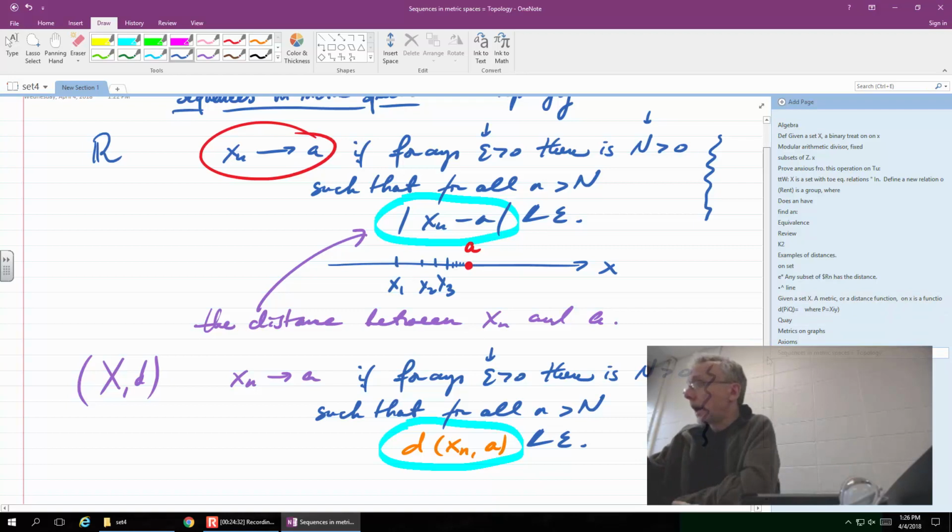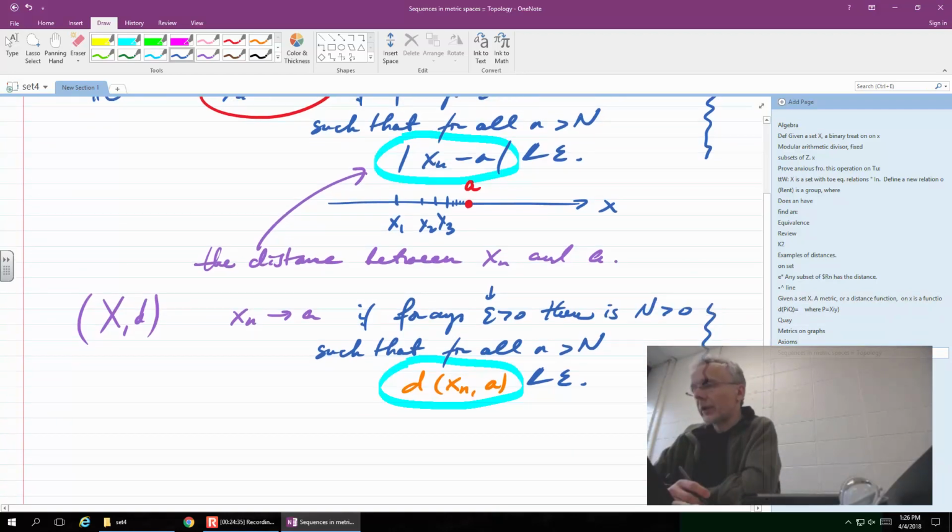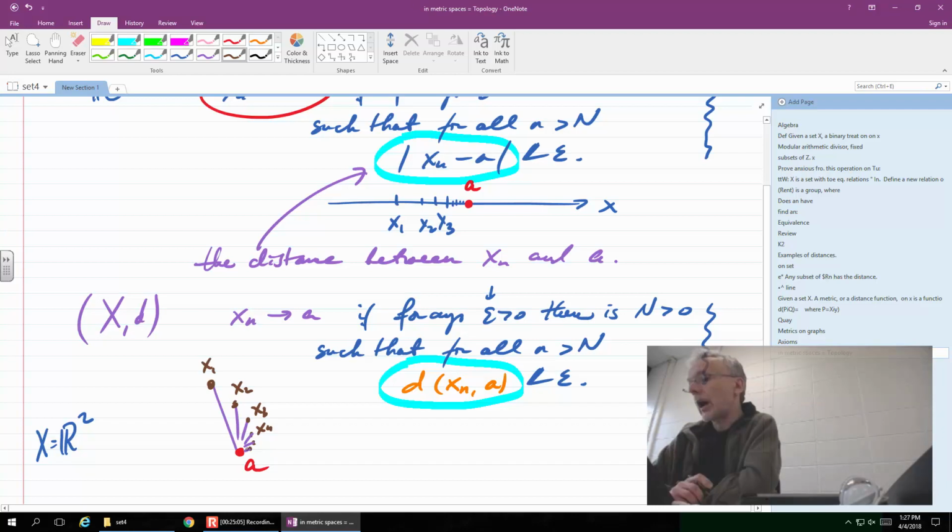Okay, so the payoff is right away pretty good because we can jump straight to R2, still Euclidean space, and what we're talking about there is some point A here, and a sequence that converges. What does it mean? It means that the distance from that point to xn is getting smaller. So if this is x1, x2, x3, x4, as you can see, this is not real anymore, but you are measuring the distance from xn to A, and then you have a convergence.